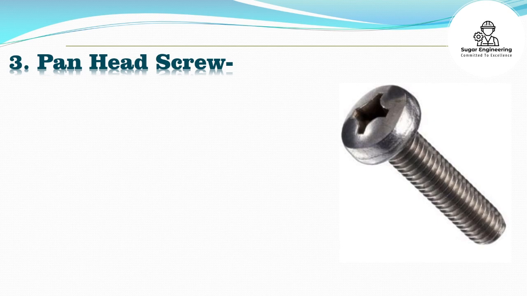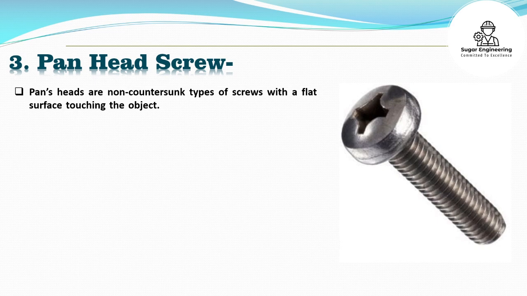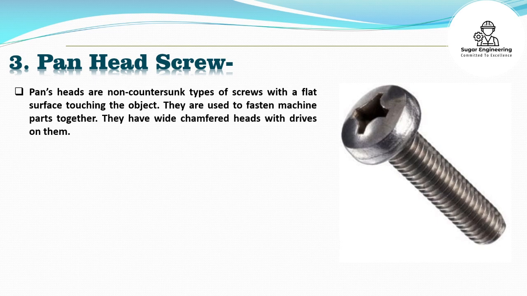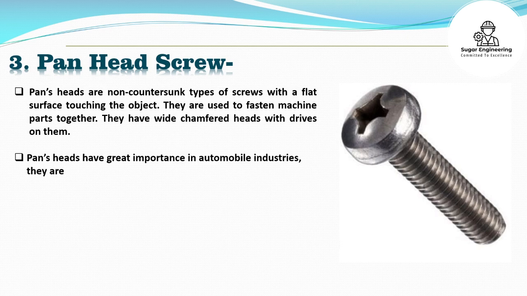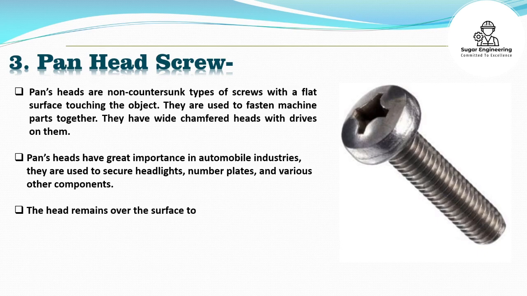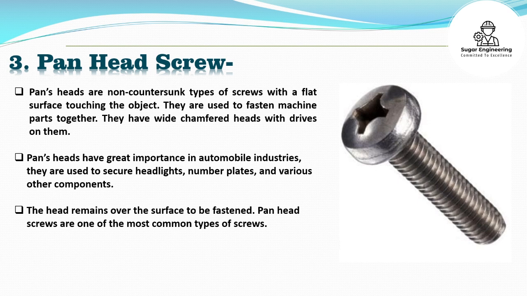3. Pan head screw. Pan heads are non-countersunk types of screws with a flat surface touching the object. They are used to fasten machine parts together. They have wide chamfered heads with drives on them. Pan heads have great importance in the automobile industry. They are used to secure headlights, number plates, and various other components. The head remains over the surface to be fastened. Pan head screws are one of the most common types of screws.